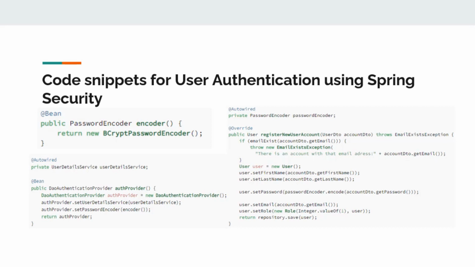The first one defines a Spring Bean for a password encoder using bcrypt, which is a hashing function that's secure for storing passwords. The second one handles the registration of new user accounts. It checks if the email already exists, creates a new user object, encodes the password using the previously defined bcrypt password encoder, and saves the user. Then, a configuration that sets up an authentication provider.